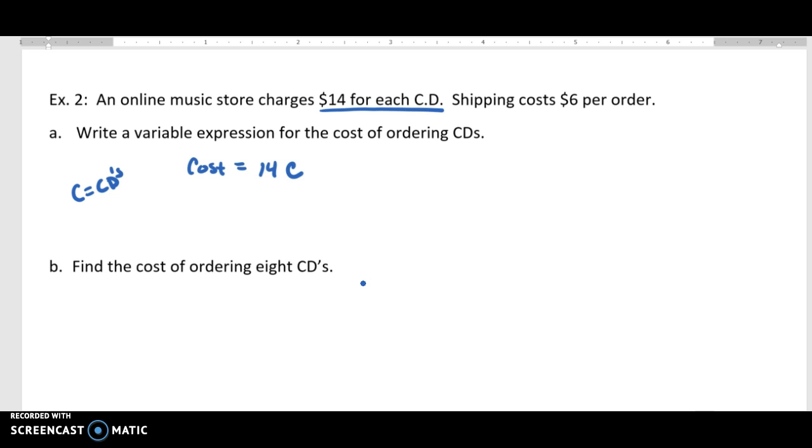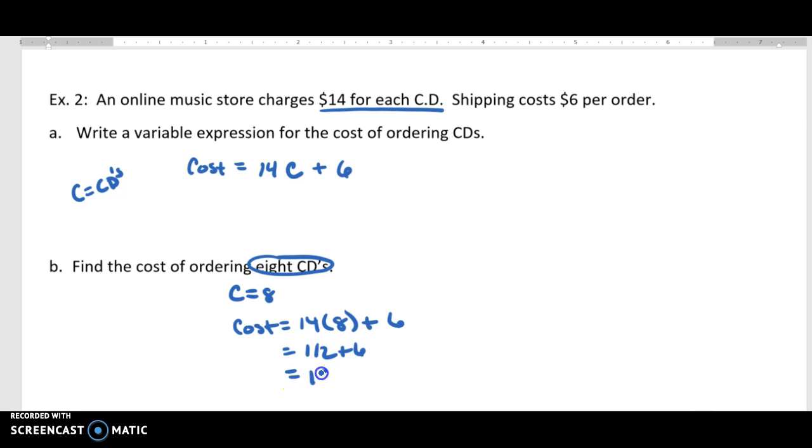Are we paying that one time or multiple times? We're only paying it one time. So we're going to take the cost of the CDs and just add the $6 for shipping. So to find the cost of ordering 8 CDs, well, they're telling me C is 8. So the total cost here would be 14 times 8 plus 6. And 14 times 8 would be 112 plus 6, which would give you $118.